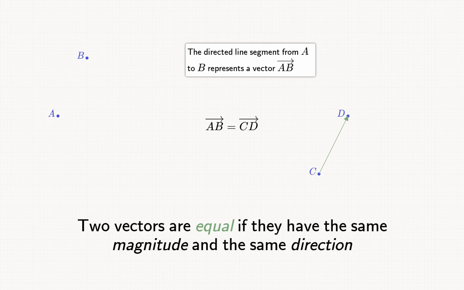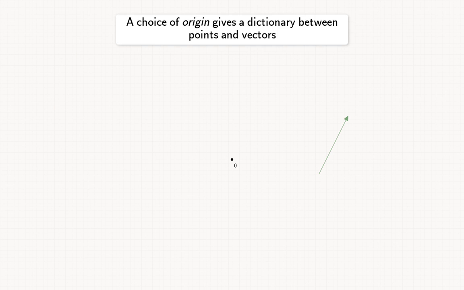Now, that being said, once we choose an origin, there's a way to go back and forth between points and vectors. Namely, there's exactly one directed line segment representing this vector that starts at the origin. And so we associate this vector with the endpoint of that line segment and vice versa.